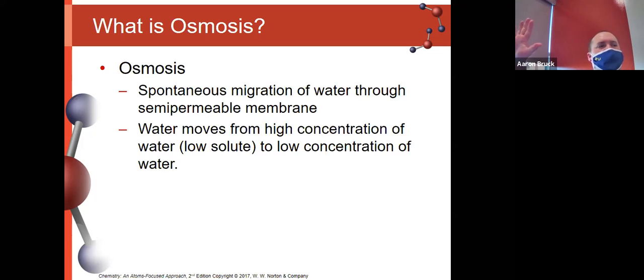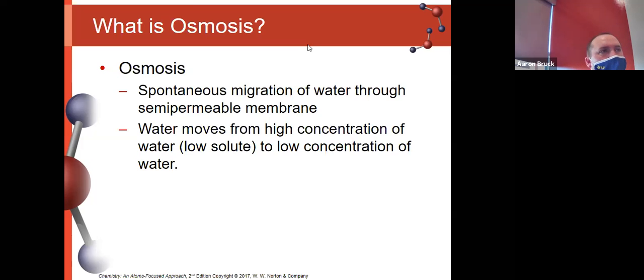So if I have two solutions that are separated by some kind of a barrier that allows certain kinds of molecules through, like water because it's small, but blocks other kinds of materials from passing through because of their size, like salts or larger molecules, then what I will see is that the water will go from one side that is higher in concentration of water, that is more dilute, to the side that is more concentrated in terms of solute. And this process occurs naturally on its own.